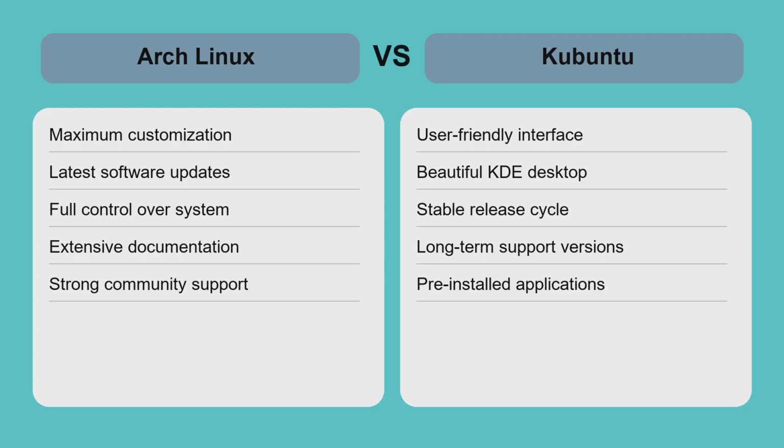Kubuntu offers a polished KDE experience with a stable release cycle and long-term support, ideal for users who prioritize reliability and ease of use. It provides a smooth transition for those new to Linux with a visually rich desktop and pre-configured tools. In real-world scenarios, Arch suits developers and Linux enthusiasts who enjoy learning and tweaking their system, while Kubuntu fits everyday users, office environments, and those wanting a hassle-free Linux experience. Choosing between them depends on whether you value control and freshness or stability and convenience.